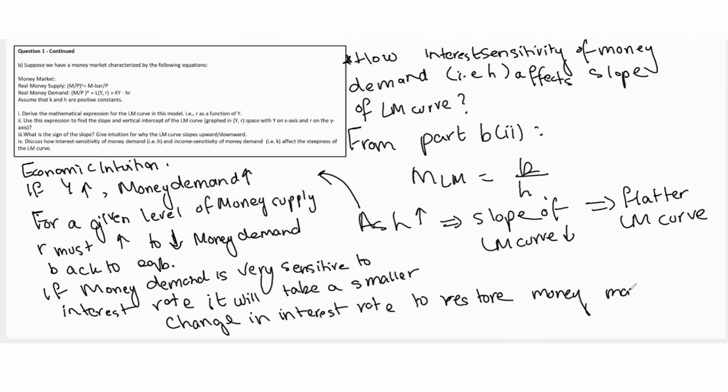Right? So if we just summarize this quickly, we know that when income increases, money demand increases. And we know for a given level of money supply, interest rate has to rise to reduce money demand. Now, if money demand is very sensitive or very responsive to changes in R, then you would need a smaller increase in R to reduce money demand back to equilibrium. And we know when for a given change in Y, you have a smaller change in R, we get a flatter LM curve.